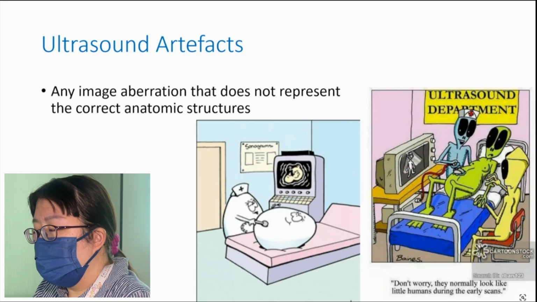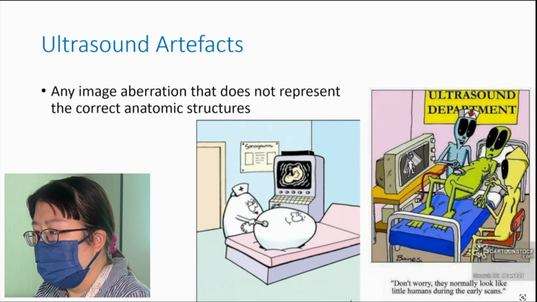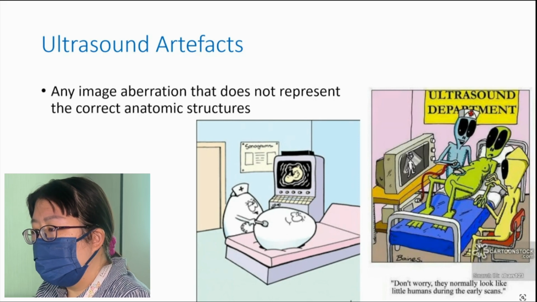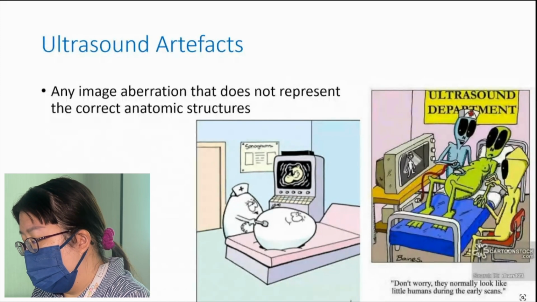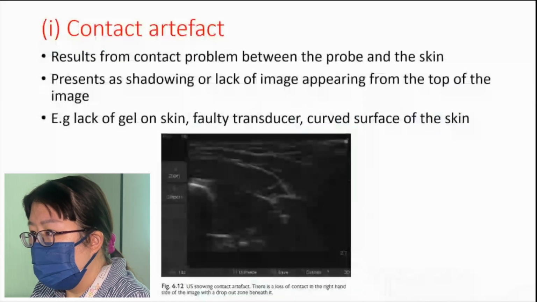Moving on to the next part, ultrasound artifacts. They are basically any image aberration that does not represent the true anatomic structures, and it is important for us to pick them up for optimal image capture.